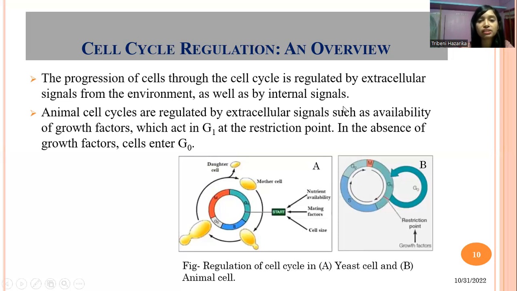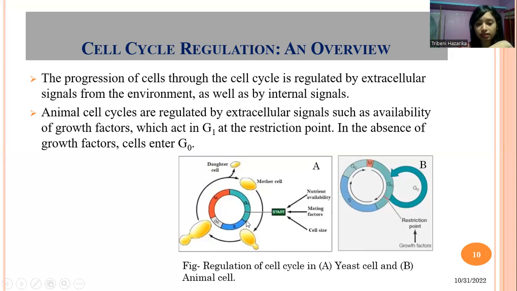So the progression of the cell through the cell cycle is regulated by various external and internal signals or factors, and these internal signals are also called the control points or the checkpoints.